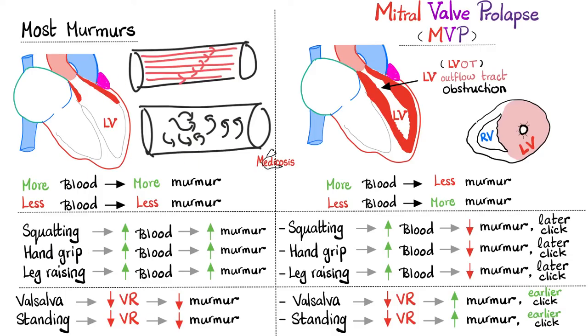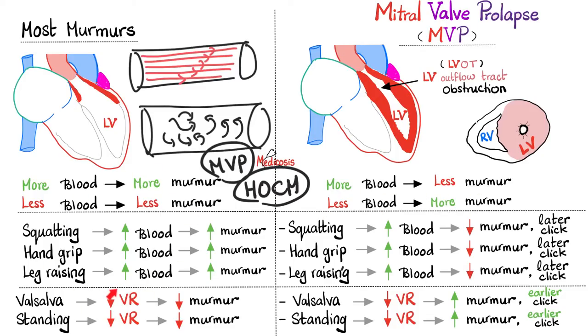With most heart murmurs, if more blood flows through that sick valve, you will hear a louder murmur. And if there is less blood, you will hear a lower murmur. This is true for all heart murmurs, except two famous exceptions: mitral valve prolapse and hypertrophic obstructive cardiomyopathy. In which case, more blood will give me less murmur, whereas less blood causes more murmur. What do I mean by this?